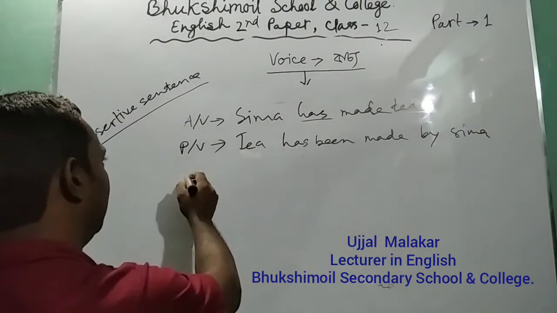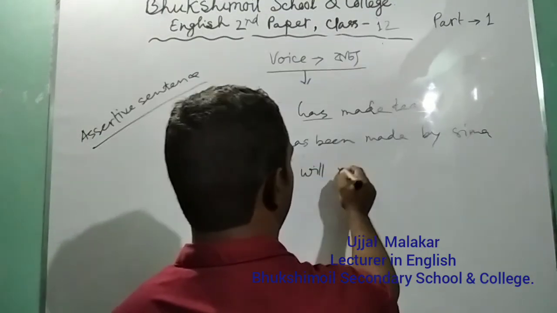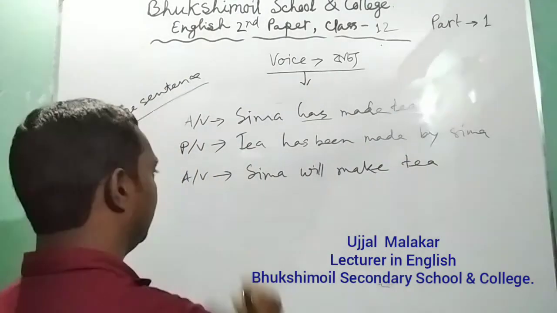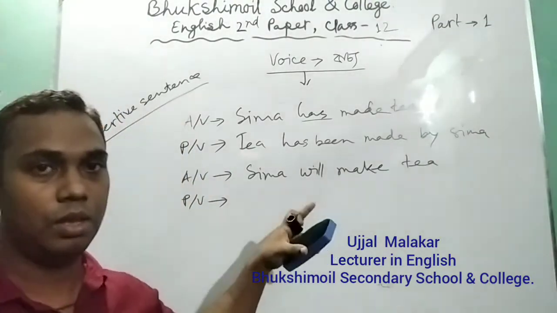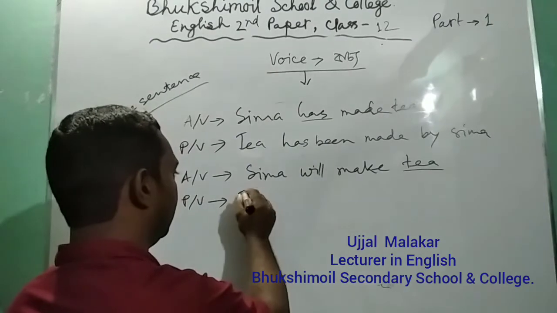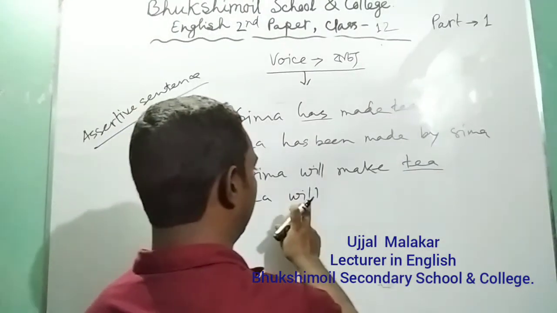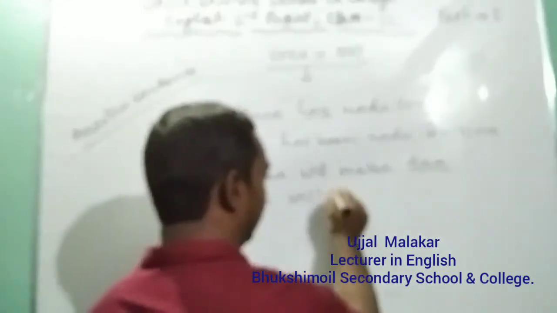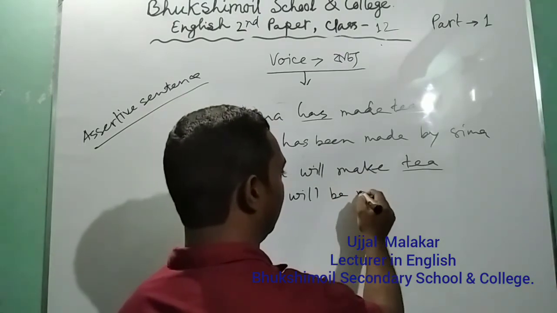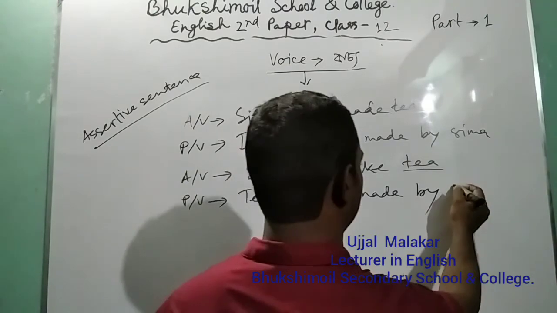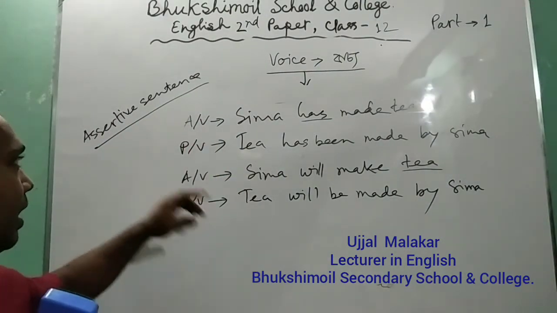Let's see another example. Shima will make tea. We have to convert this sentence active voice to passive voice. Object comes first, tea, then comes auxiliary verb will, according to this subject. If you find will, we can use be along with this modal auxiliary verb. Then comes B3 of this verb made, then comes by, then comes Shima. Shima is a subject.